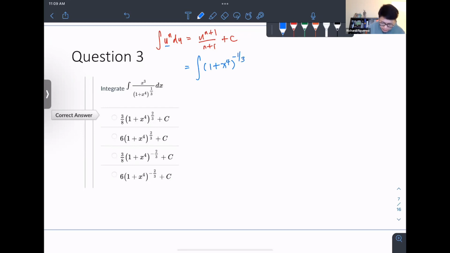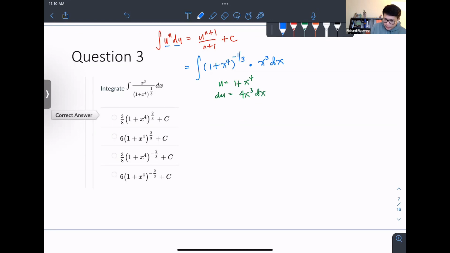So that would make it negative 1/3. Sorry, it should be negative 1/3. And then our assumed du would be the remaining part, which is x cubed dx. Okay, so let's now have our u. Our u here is 1 plus x to the 4th. Then our du is, the derivative of 1 is 0, and the derivative of x to the 4th is 4x cubed dx.